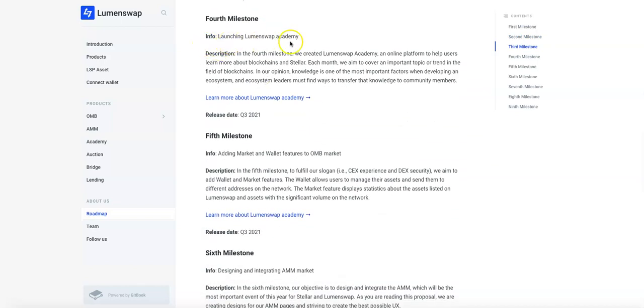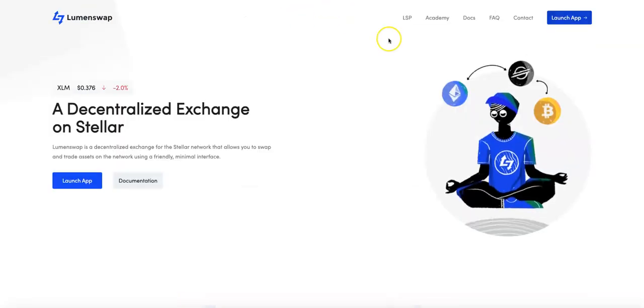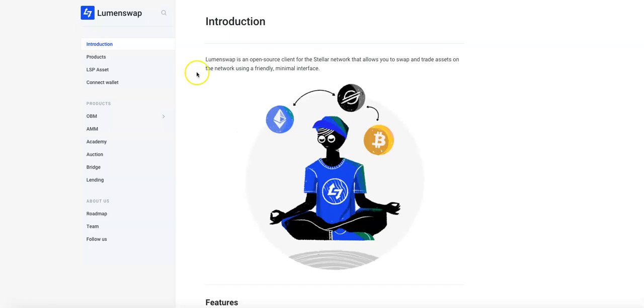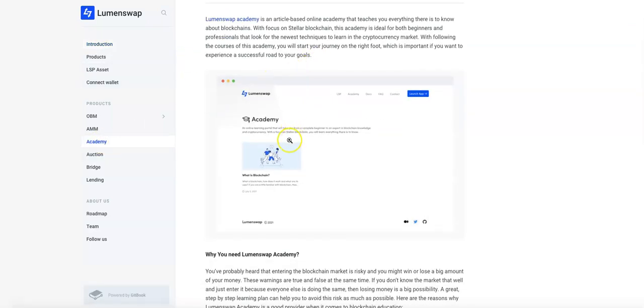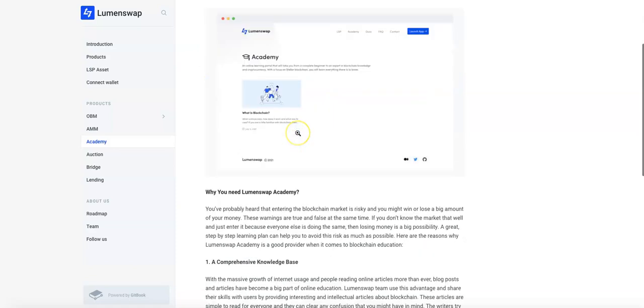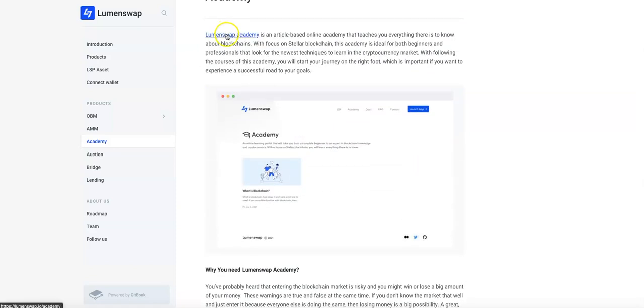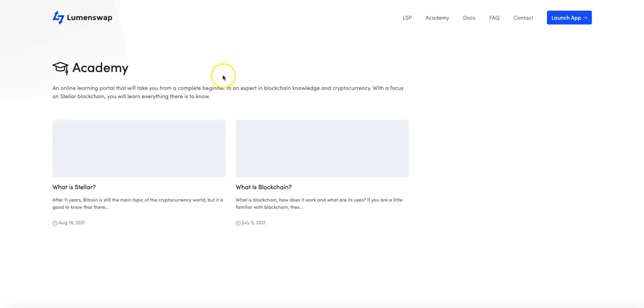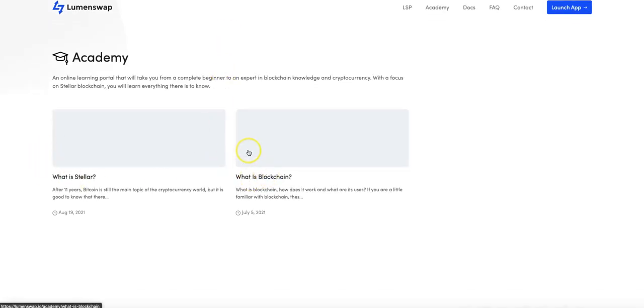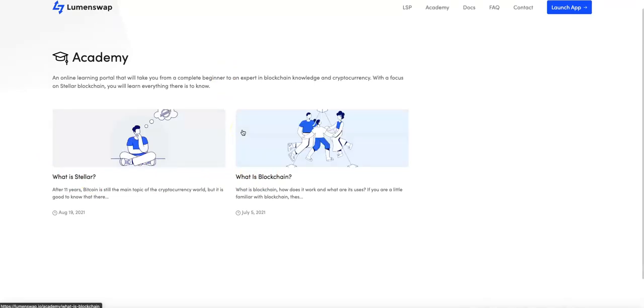And then we've launched the Lumenswap Academy, which is to help people to navigate what Lumenswap's about, what Stellar's about, blockchain technology. And we've got some great articles already. So within the documents, if we go back onto the documents, you can see that we can click onto the Academy, and then you can find all of the documents that we've got. So what is Stellar, what is blockchain? And these are designed for base level knowledge.